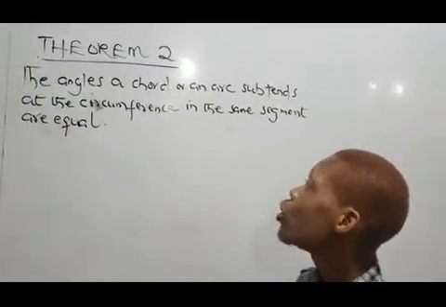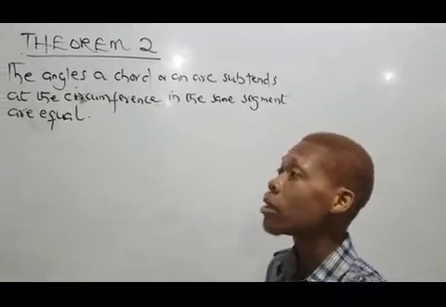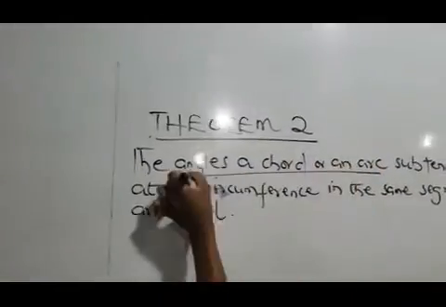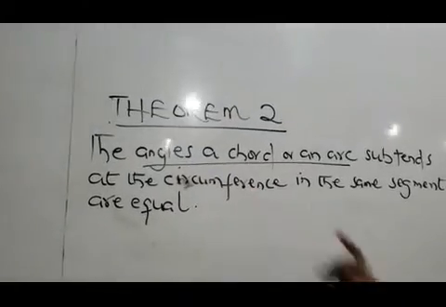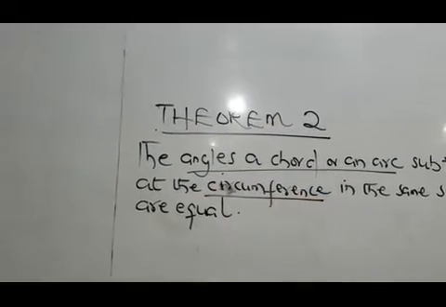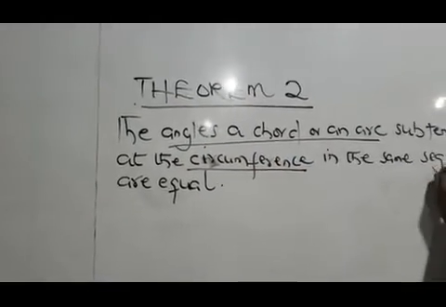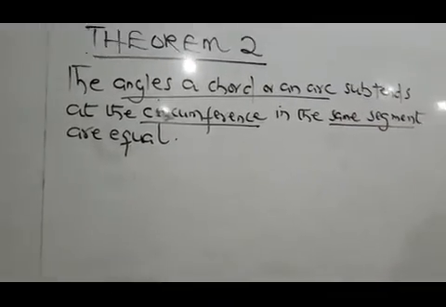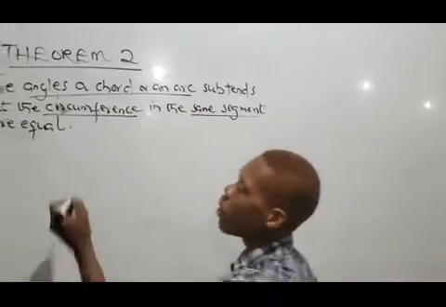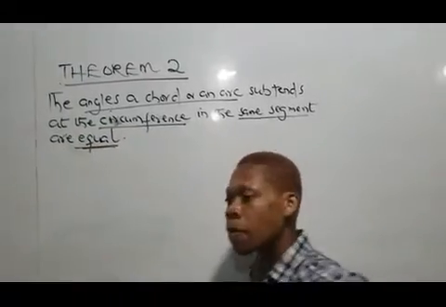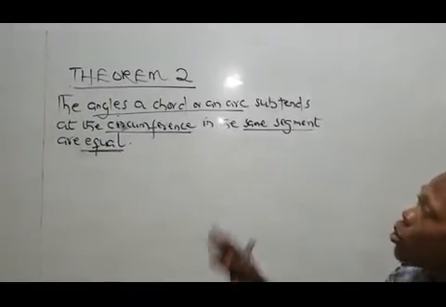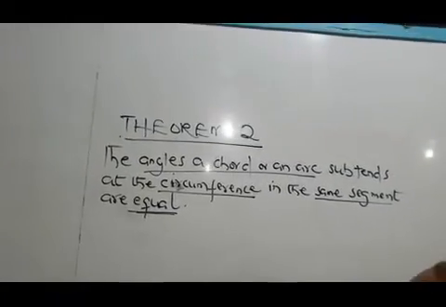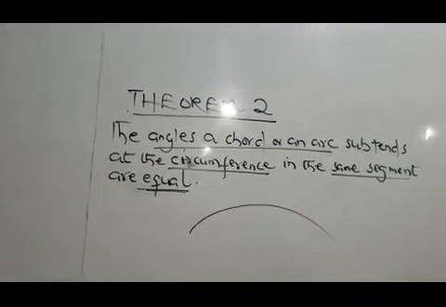Let's get the explanation to this, then we can look at related questions. So we are saying the angles a chord or an arc subtends at the circumference. So you should subtend the angle at the circumference and in the same segment. So if they are subtended at the circumference in the same segment, then they are equal. Now I said we use either chords or arcs, but I will prefer the use of the chord. So let's look at this theorem.